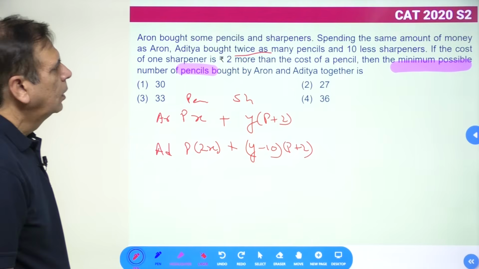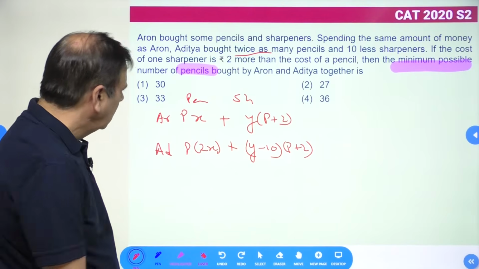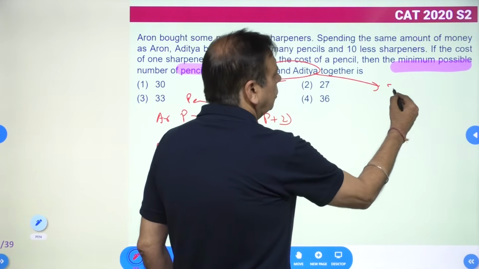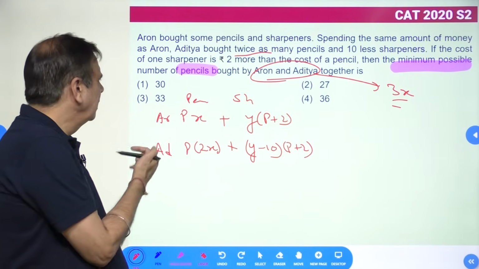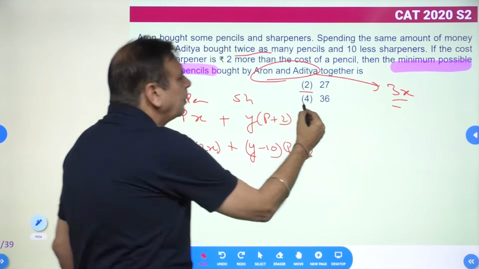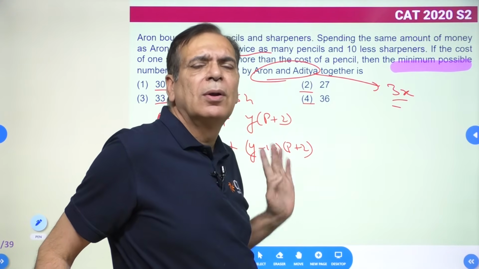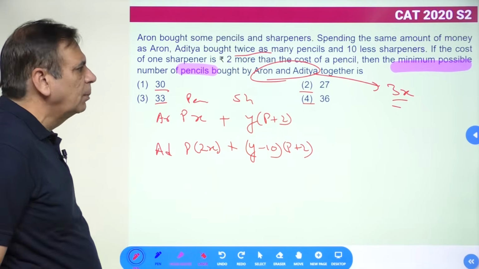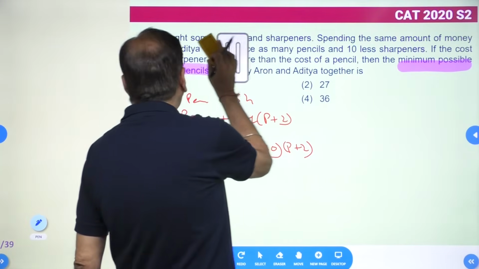Okay. What is the minimum possible number of pencils bought by Aaron and Aditya together? The number of pencils is 3x. The choices are very bad. All of them are multiples of 3. Otherwise, I could have eliminated a couple of choices by saying my answer should be a multiple of 3. Unfortunately, all choices are multiples of 3, so it does not help us at all. So let's get back to work and solve.